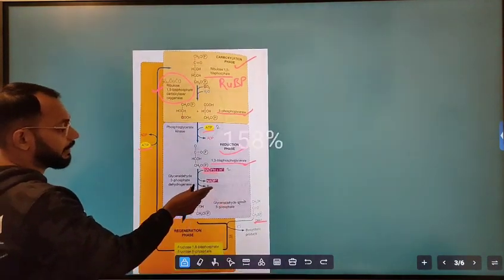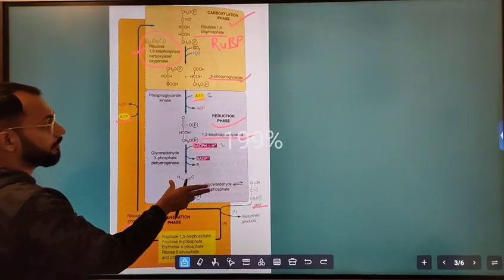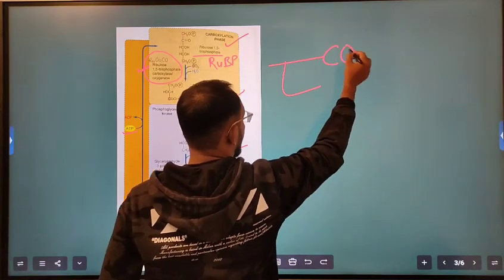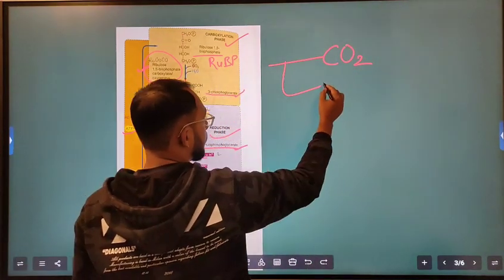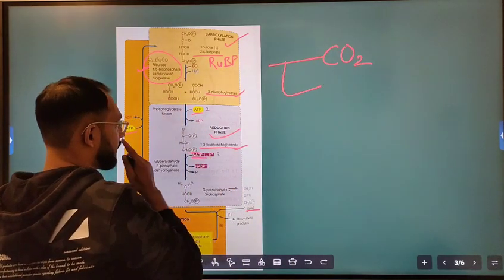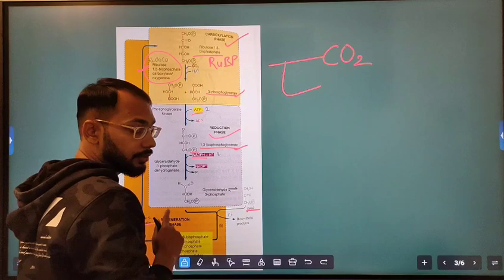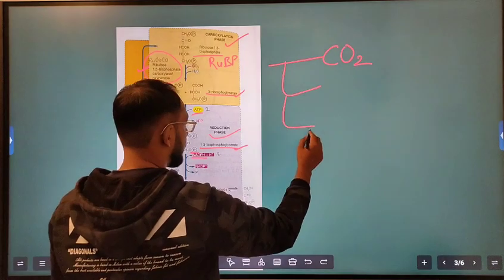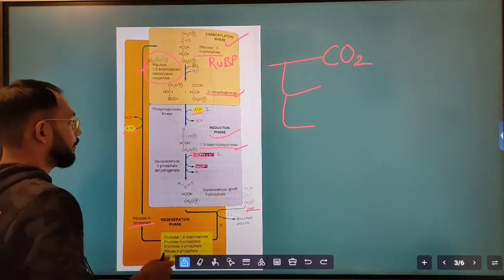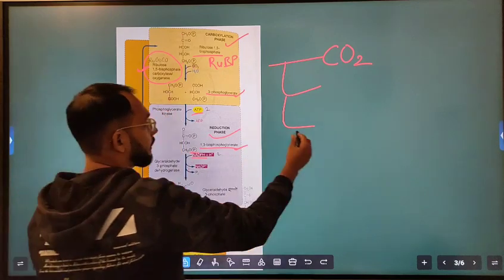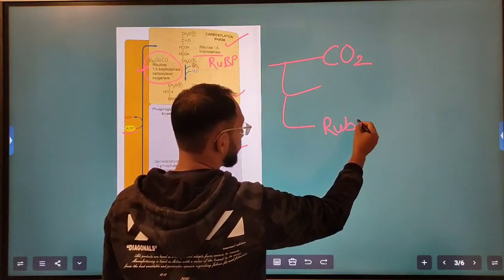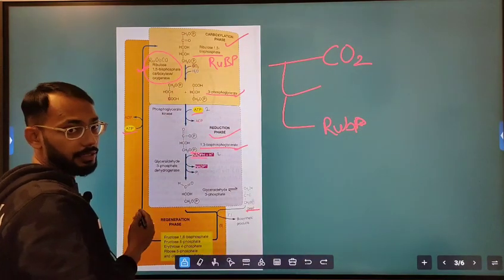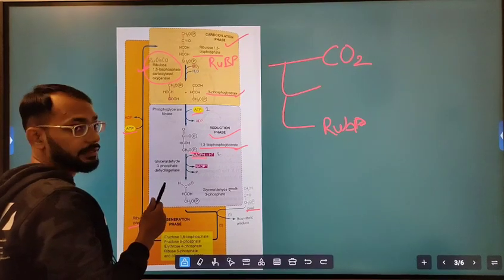So in the Calvin cycle, if we summarize, there are 3 phases: carboxylation phase, where carbon dioxide is incorporated; reduction phase, where ATP and NADPH are used to reduce the 3-phosphoglycerate; and the third stage is the regeneration phase, where ribulose 1,5-bisphosphate, that is RuBP, is generated again to restart this cycle.